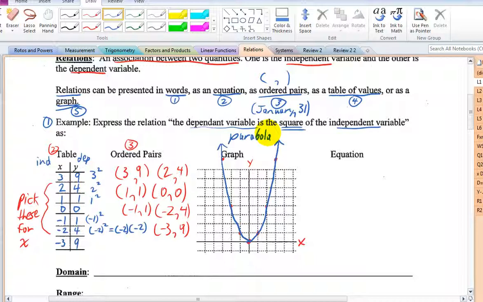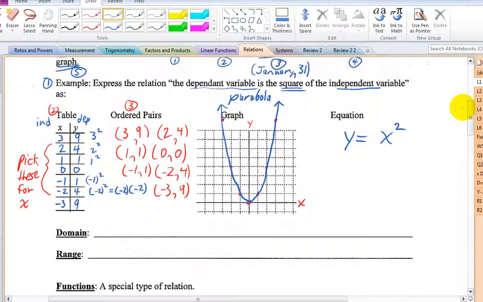Now, what would the equation be? Look at the sentence again, see if you can make up an equation. So we're going to start with y equals the square of the independent variable. So here's x. What did we do to x? Squared it. There's your equation. Okay, y equals x squared. So we have 5 different ways of expressing the relation, and you're going to be doing that in your homework.